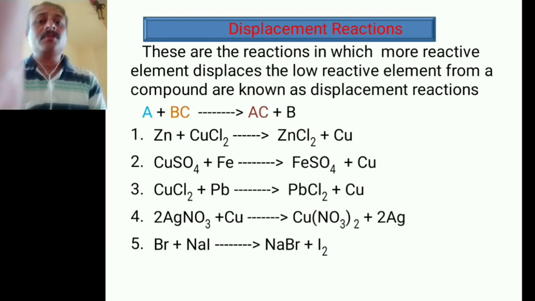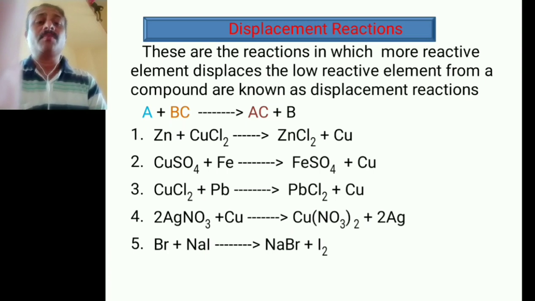Okay. So in a compound, a particular element is there. Say for example, BC is a compound. In this, B is an element, and it is displaced by one more element called A. When A is kept in a BC aqueous solution, what will happen? A displaces B and combines with C to form AC, and B is displaced outside. Therefore this is called a single displacement reaction, because one element is displaced from a compound.